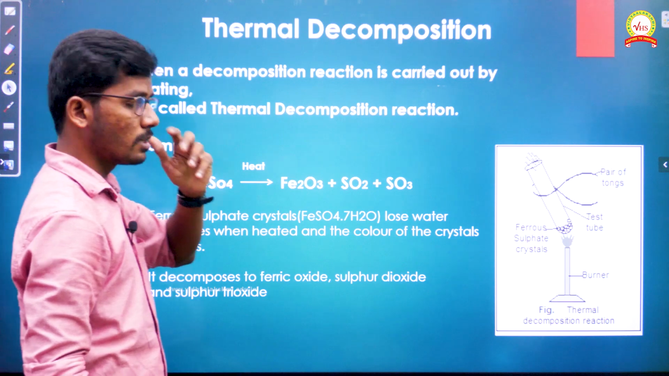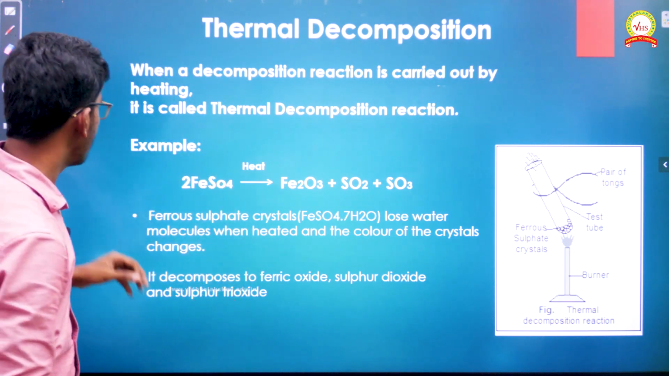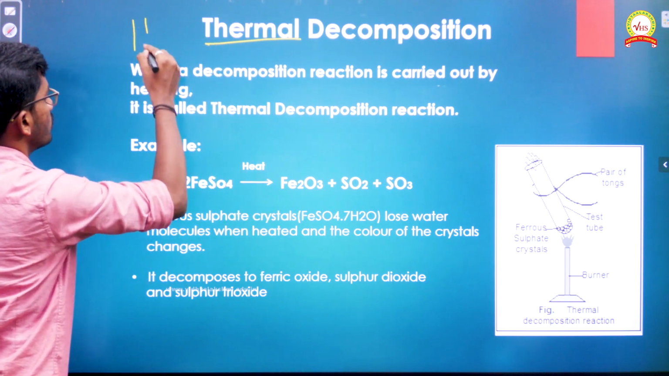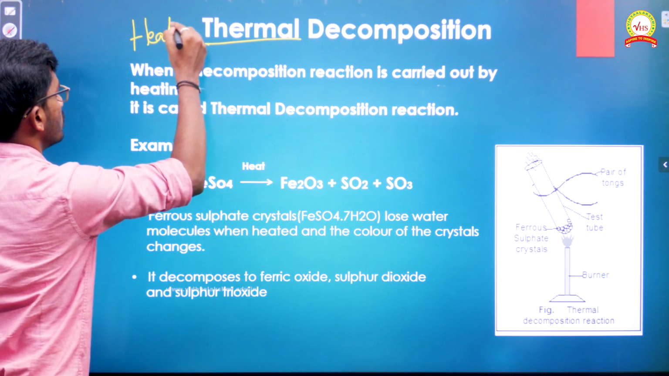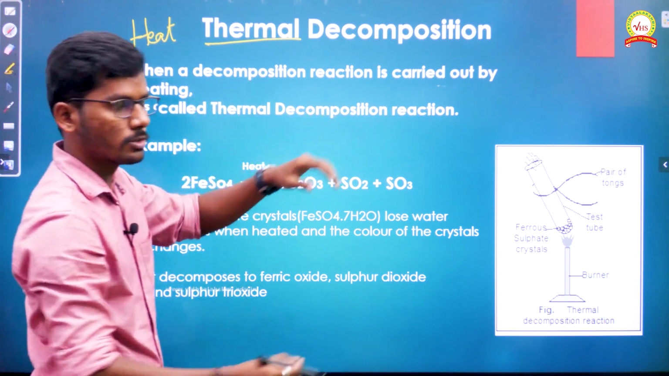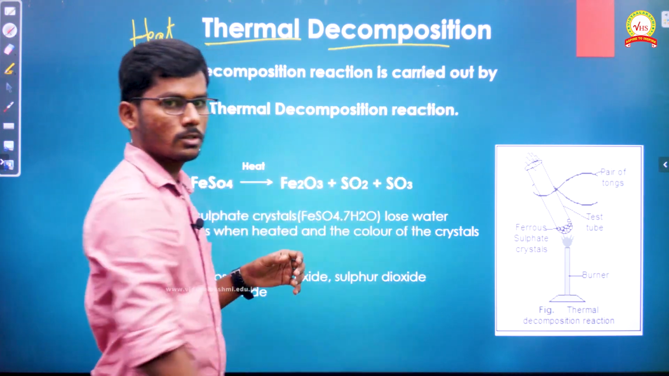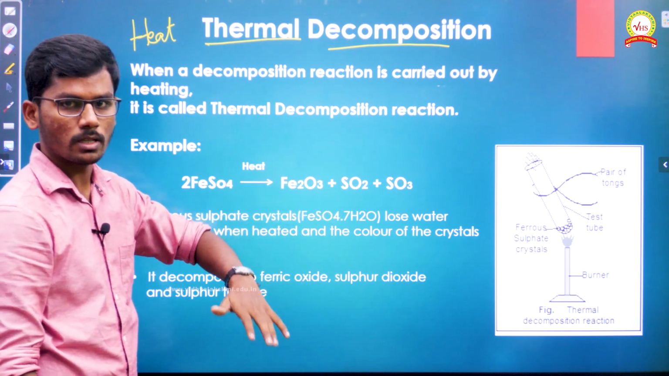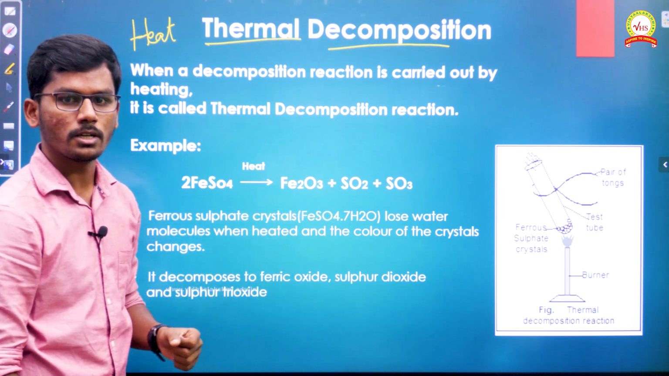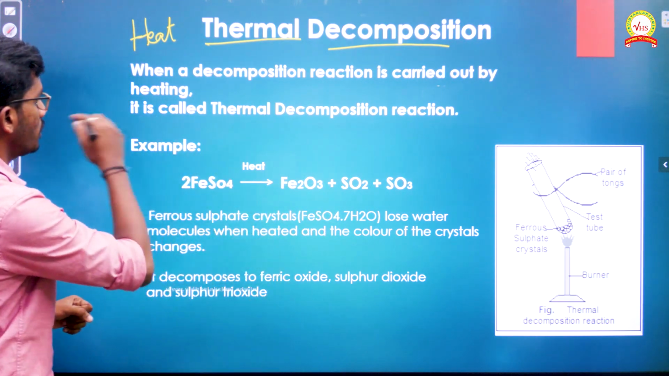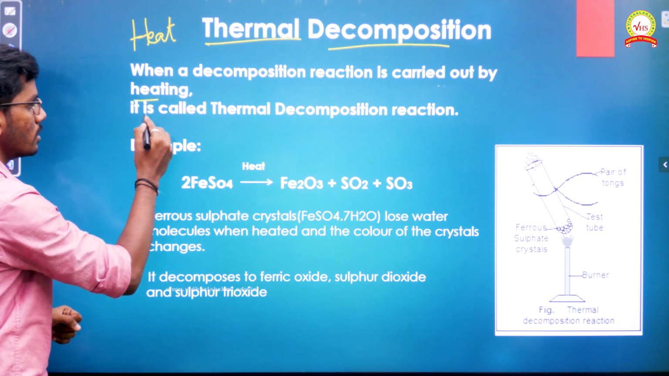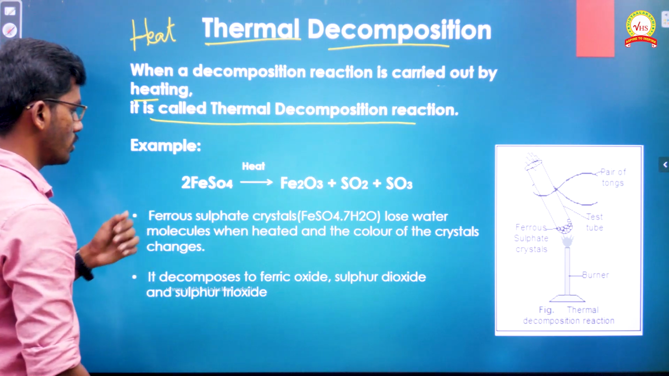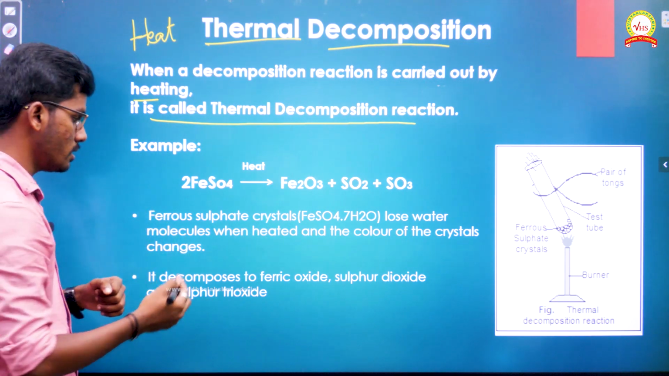So to begin with thermal decomposition reaction, you would have known the meaning of the word thermal. Thermal in the sense heat, okay, supplying heat energy. So you know what is decomposition? We are going to break down the compounds. So by supplying heat energy, we are going to break down the compounds, and that is what is called as thermal decomposition reaction. So when a decomposition reaction is carried out by heating, then it is called as thermal decomposition reaction. So just one example we'll just discuss here.